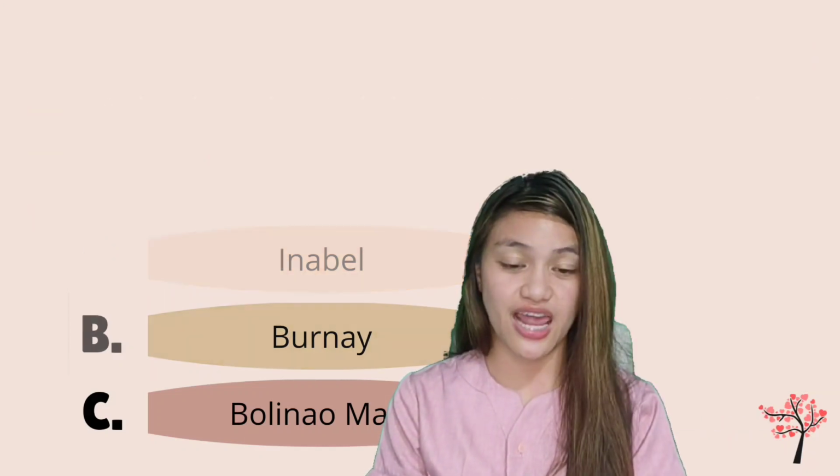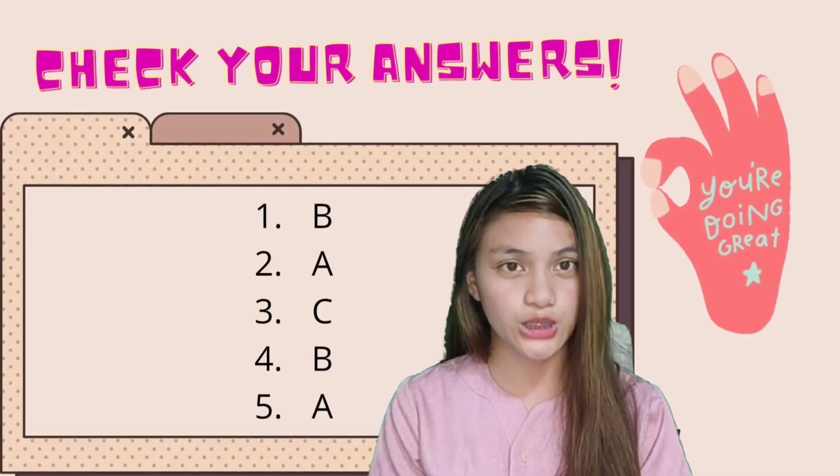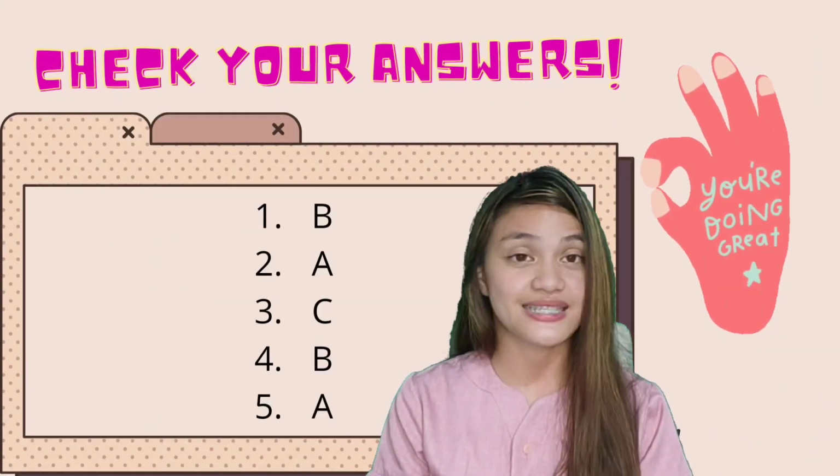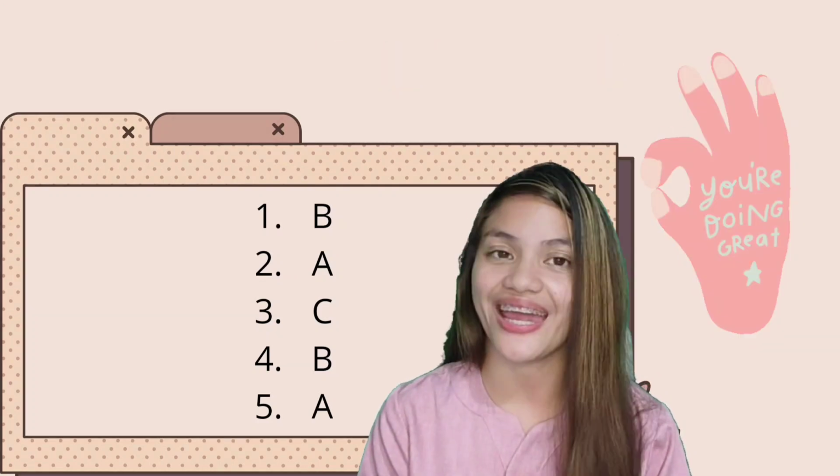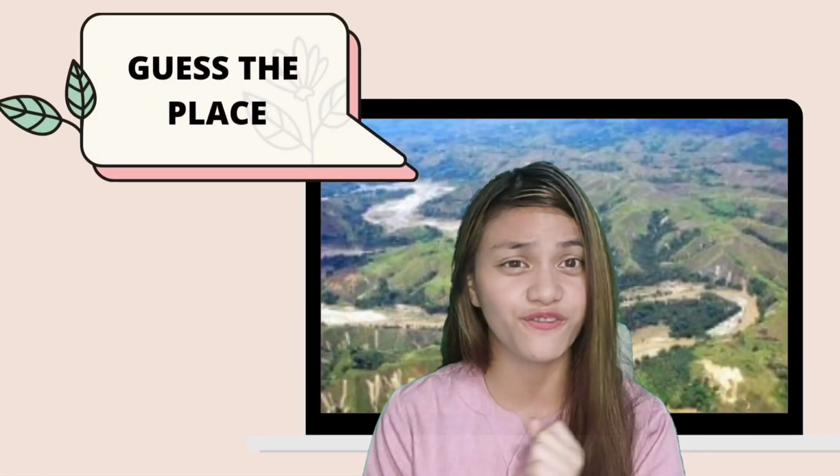Check your answer. Number 1, B as in boy. 2, A. 3, C as in cat. 4, B as in boy. And 5, A. You are doing great.